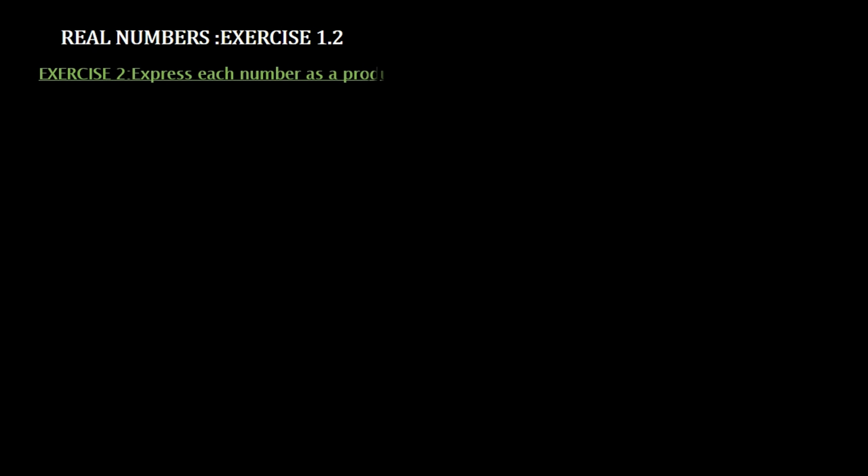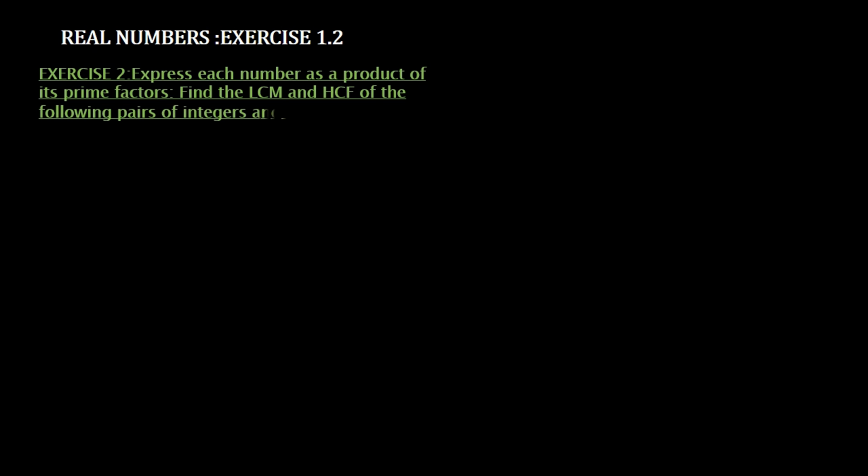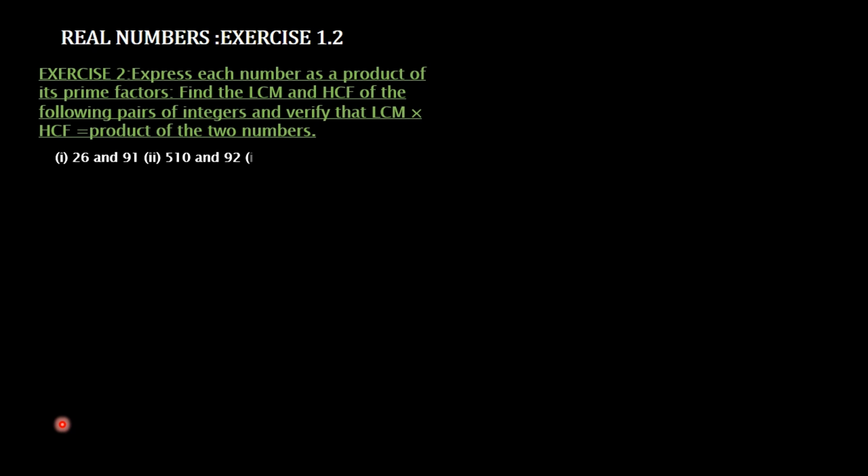Express each number as a product of its prime factors. Find LCM and HCF of the following pairs of integers and verify that LCM into HCF equals the product of the two numbers. So we have 3 steps. At first, find prime factors. Next step is to find their HCF and LCM. Third step is to verify this equation. Then for that, let's have the numbers at first. We have 3 questions here.